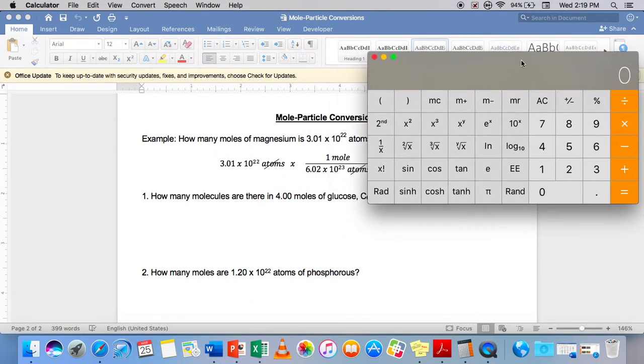We have our scientific calculator. We type in 3.01. Now, to get the times 10 part, you're going to hit the button where you see the EE, the 2 capital E's. This is a way to represent exponential notation. So when I hit that, that is like saying times 10. Then I just type in whatever my exponent is, 22. 3.01 E22 is the same thing as saying 3.01 times 10 to the 22nd power.